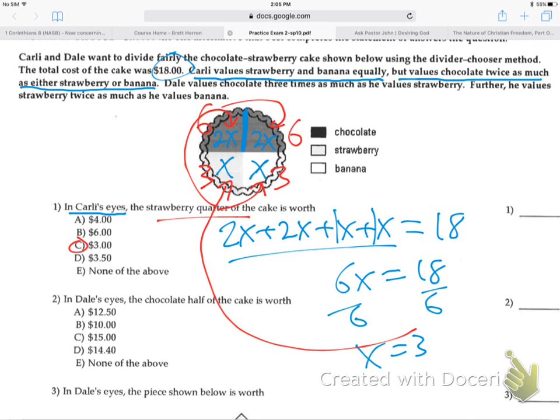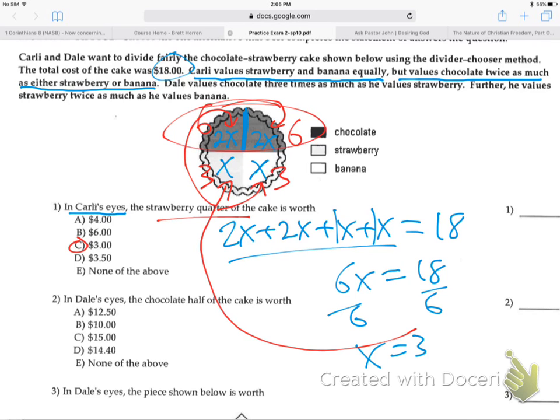What if they'd asked the chocolate half? How much is the chocolate half worth to Carly? $12, right? Chocolate half, $12. They didn't ask that, but they could ask all kinds of questions, and we can answer them now.